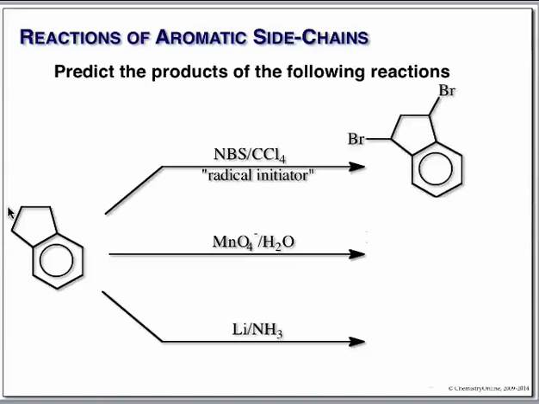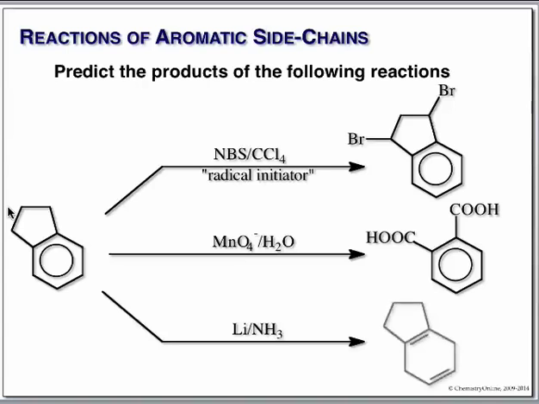For our oxidation, once again, we're simply going to split at the benzylic carbon. Each benzylic carbon becomes a carboxylic acid. And finally, the Birch reduction. Alkyl groups are electron donating, so we expect our double bond here to be bridged by our cyclopentyl group here. Any questions?